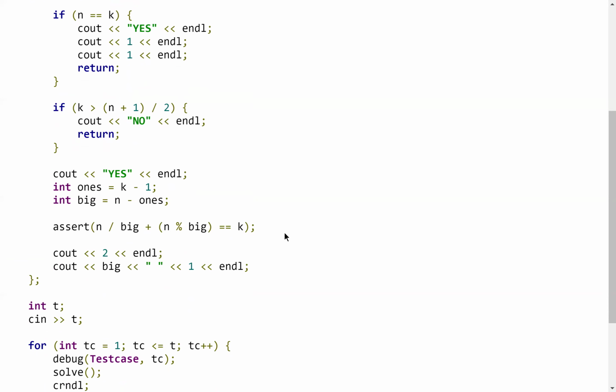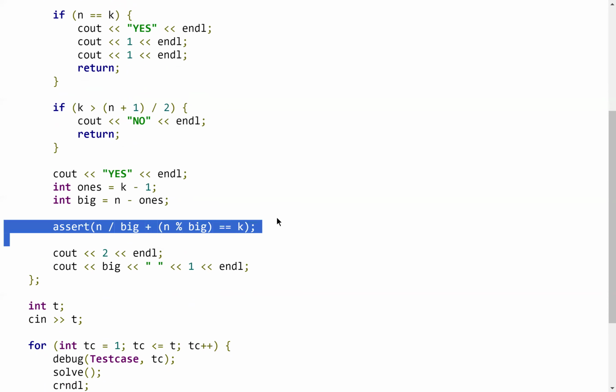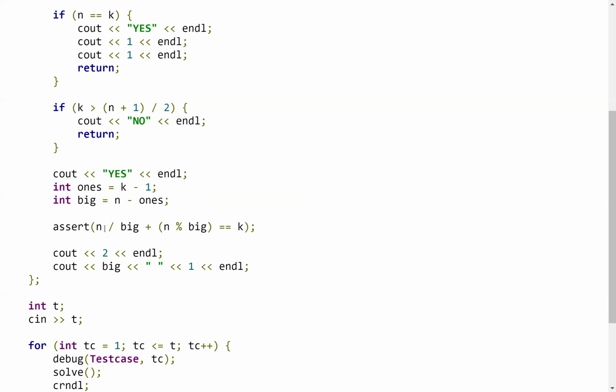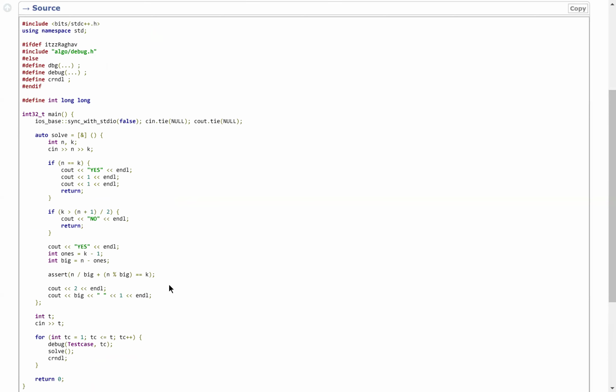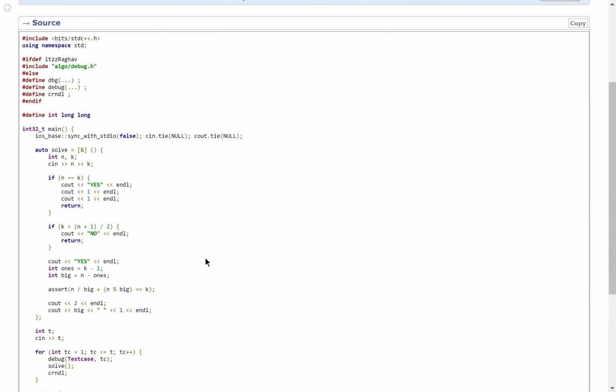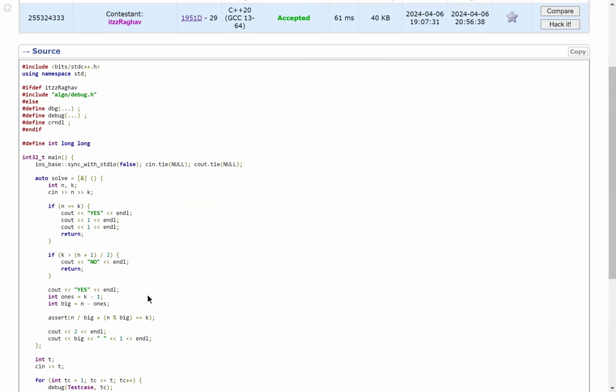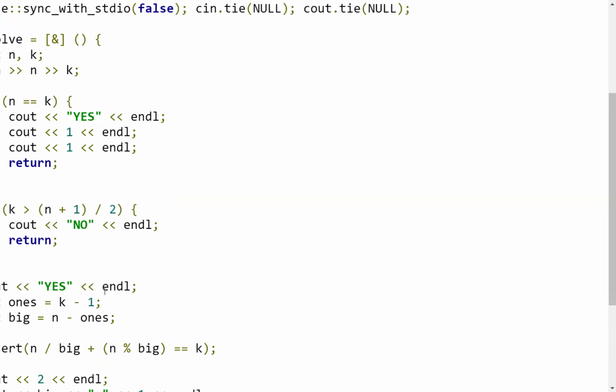This is an assert condition just for checking that in case this condition returns false, then instead of giving a wrong answer, my code will give me a runtime error so that I will know my code must have failed at this place. If you don't know about assert, you can just skip this part. It's not really that important. So that's all for this code.